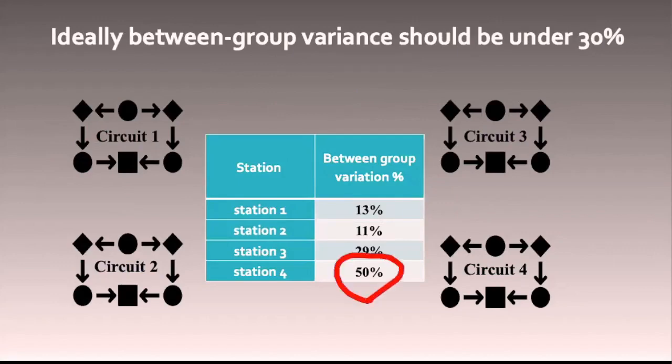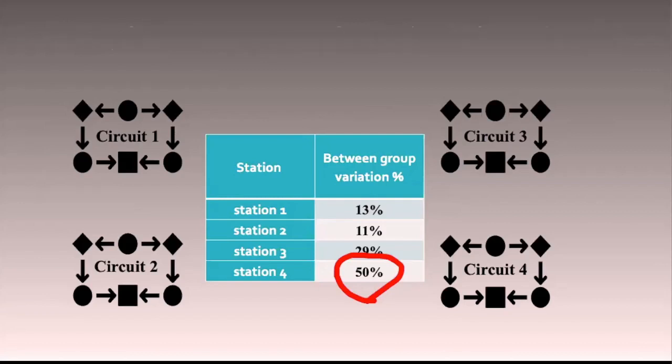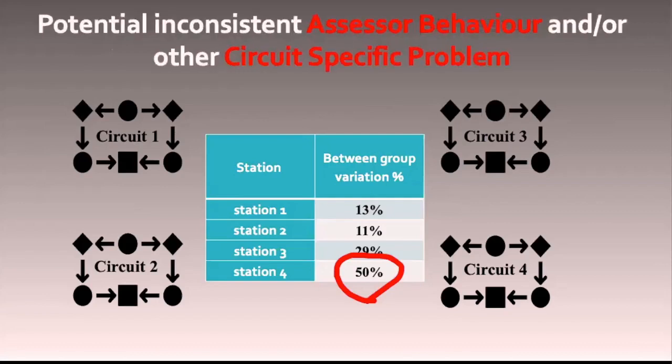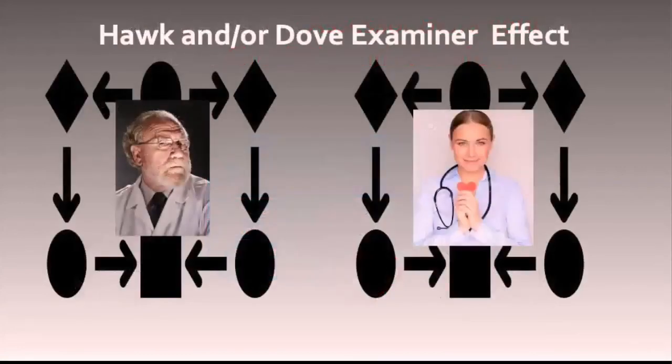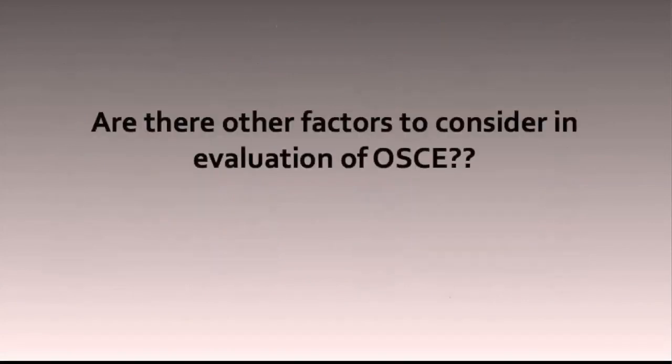And we notice here that in station 4, it is 50%. It means that there is a variation between the different circuits that reaches up to 50% in station 4. So is this acceptable? No. A variation of more than 40% denotes that there's potentially inconsistent assessor behavior and/or other circuit-specific problems. So it's either the Hawk-Dove examiner effects, or it can mean that there is a problem in the circuit itself.